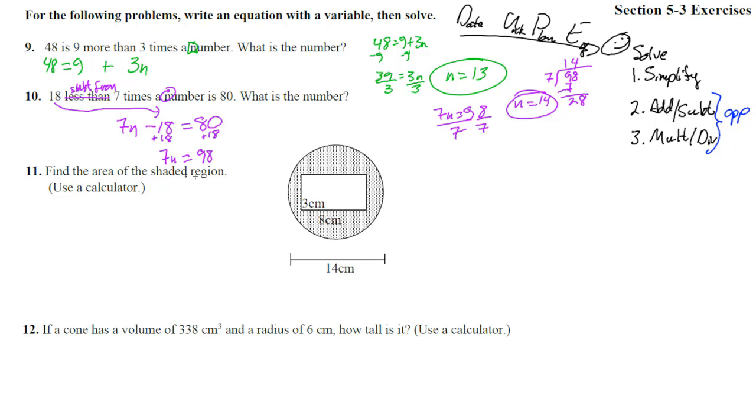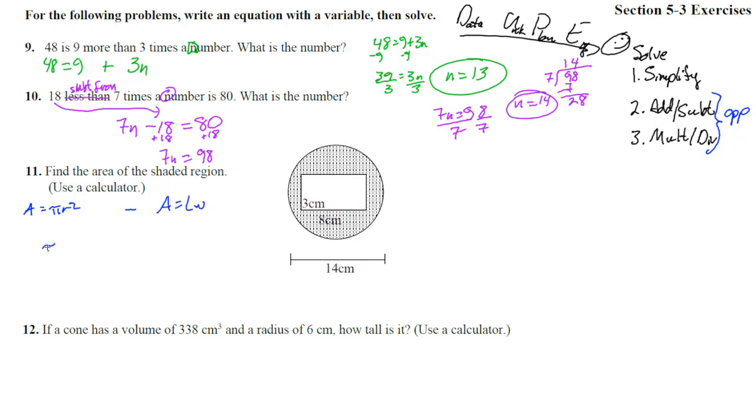Number 11. Find the area of the shaded region. Use a calculator. Notice we have a great big circle here that we can find the area of the whole thing. That is, area is pi r squared. However, once we have that area equals pi r squared, we're going to suck out the area of the rectangle. So let's rewrite that. A equals pi r squared, and we're going to subtract out area equals length times width.